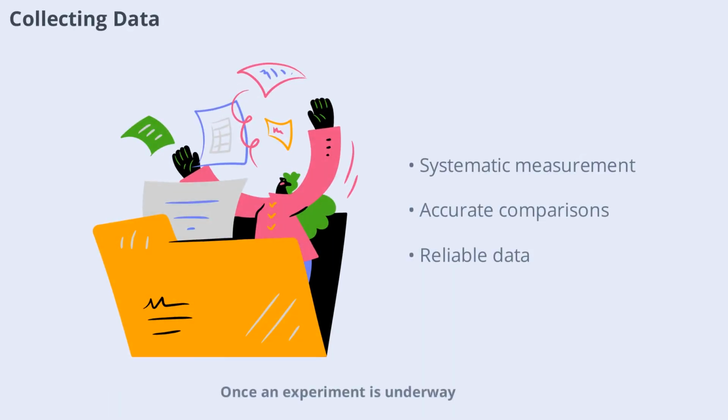Once an experiment is underway, statistics help researchers collect data systematically. This means deciding what to measure, how often, and with what tools. Consistent data collection is crucial for making accurate comparisons and drawing valid conclusions. Without a statistical framework, data collection can become chaotic and unreliable.